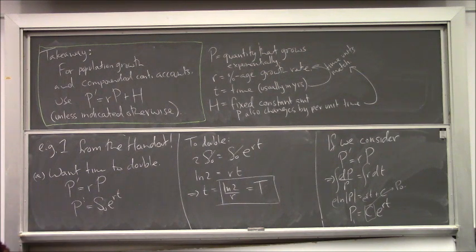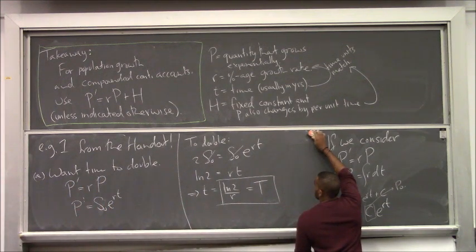By the way, there's nothing special to double here. Anything that grows exponentially, the time to double will be ln 2 over R. The time to triple, ln 3 over R. The time to quadruple, ln 4 over R. Can you explain that again?